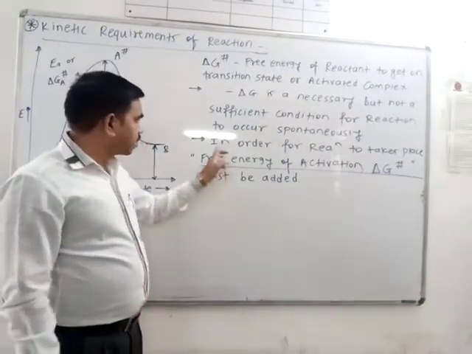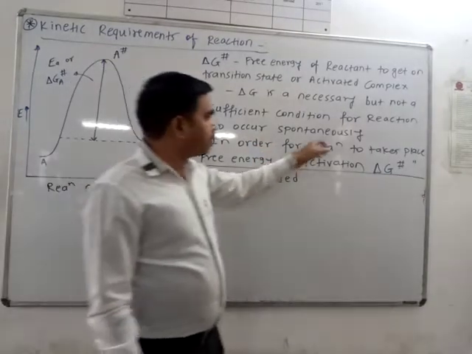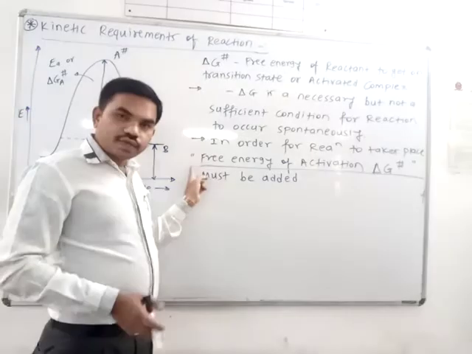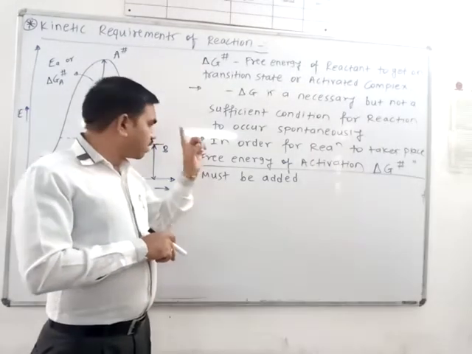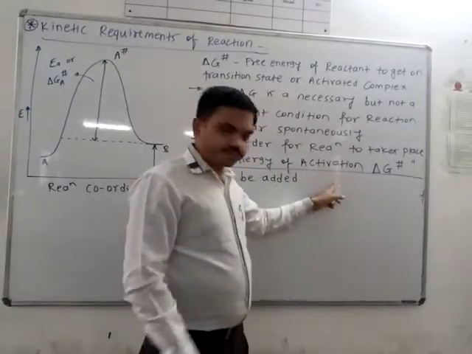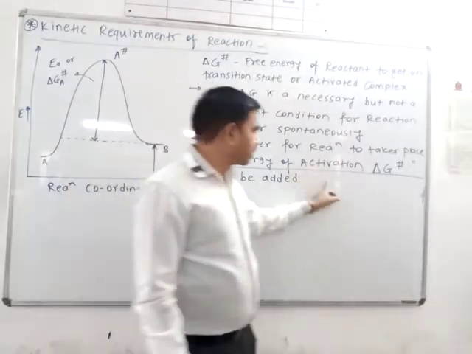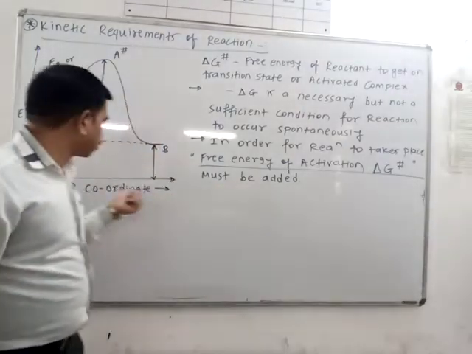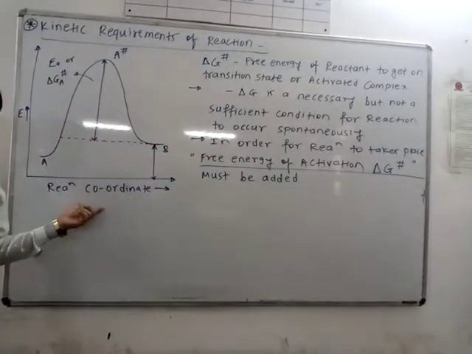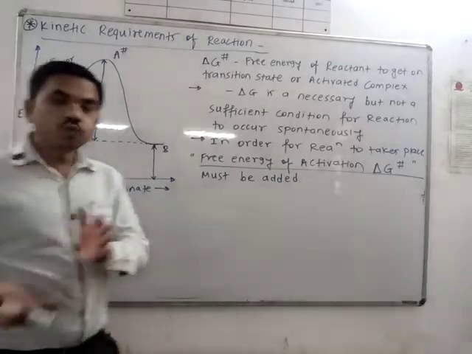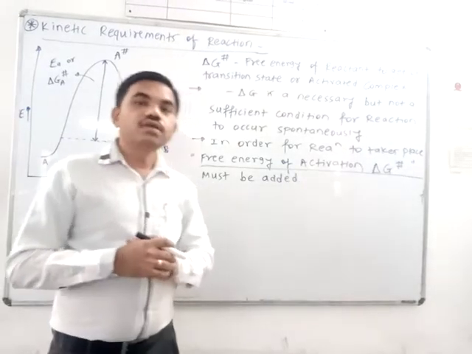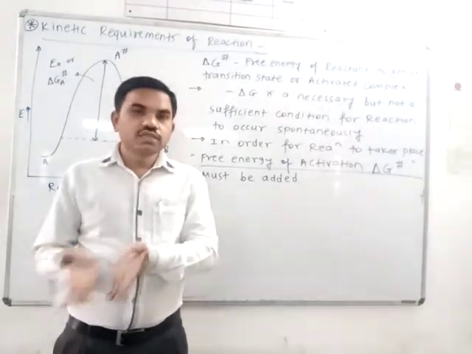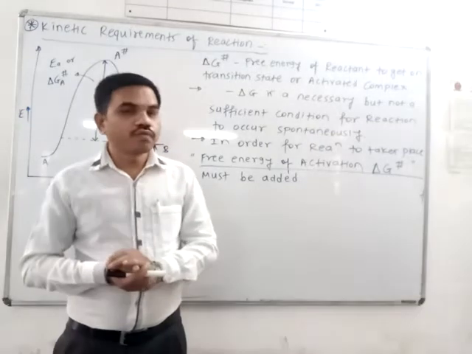Now, second point: in order for a reaction to take place by the kinetic way, the free energy of activation, that is delta G double dagger, must be added. So in the kinetic requirement of a reaction, you have to add the energy of activation. That energy is not required for the thermodynamic requirement of a reaction.